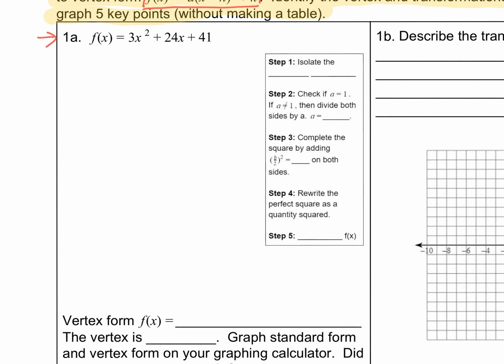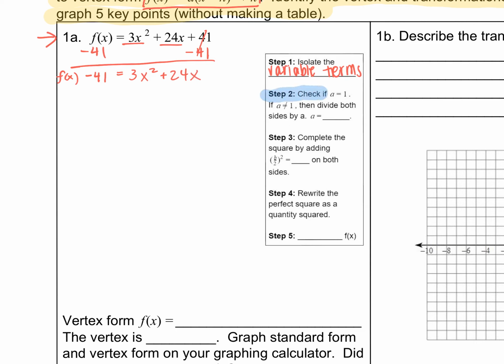The first step is to isolate the variable terms, just like when we were solving by complete the square. The variable terms in this case are 3x squared and 24x, so we're going to subtract 41 on both sides. So what we have is f of x minus 41 on the left, and then we have 3x squared plus 24x.